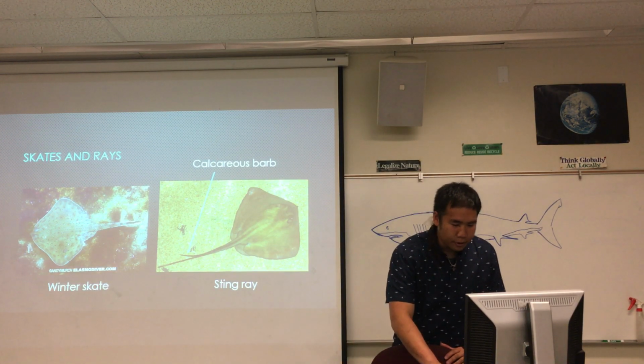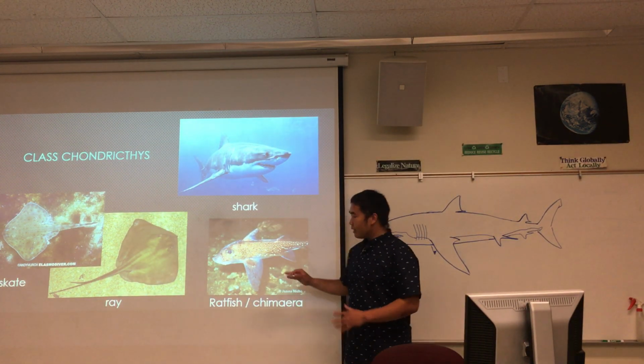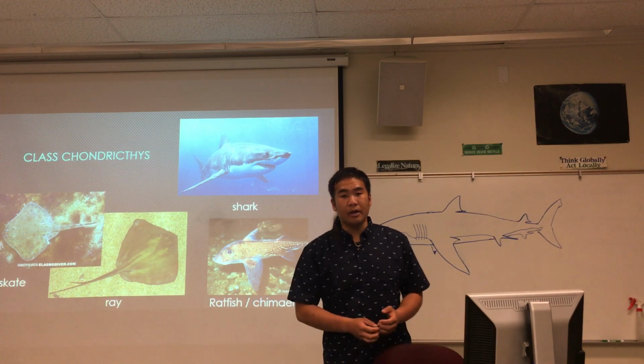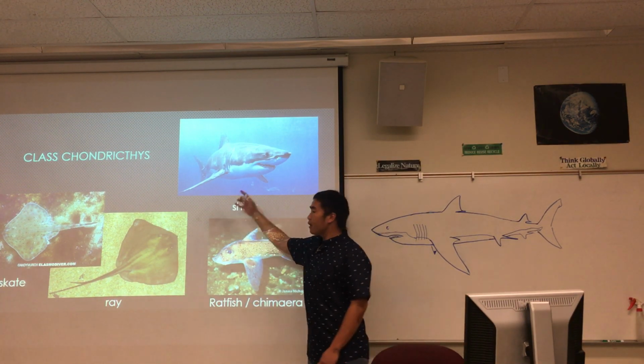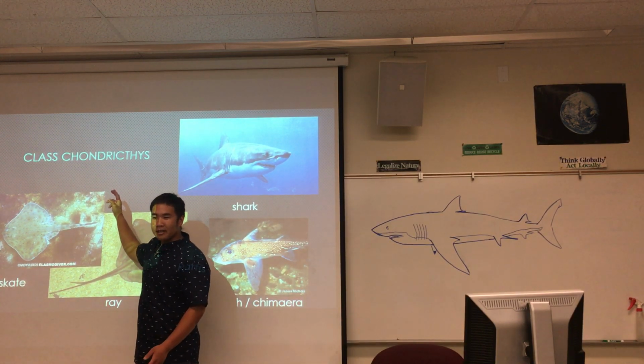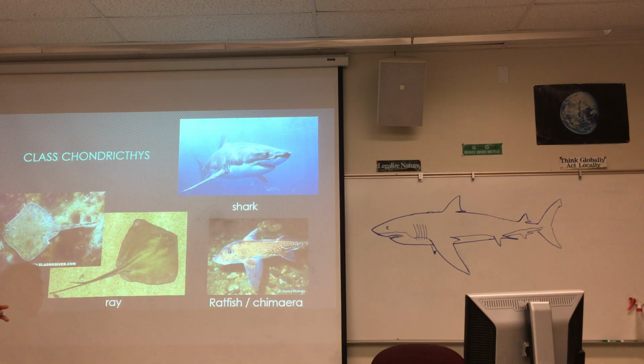So let's talk about this group. Sharks, skates, rays, ratfish. This comprises the second class of subphylum Vertebrata known as Chondrichthyes. Chondrichthyes. Does anyone know what ichthyes means? Ichthyes, like an ichthyologist of fish. Yeah. Ichthyes means fish.